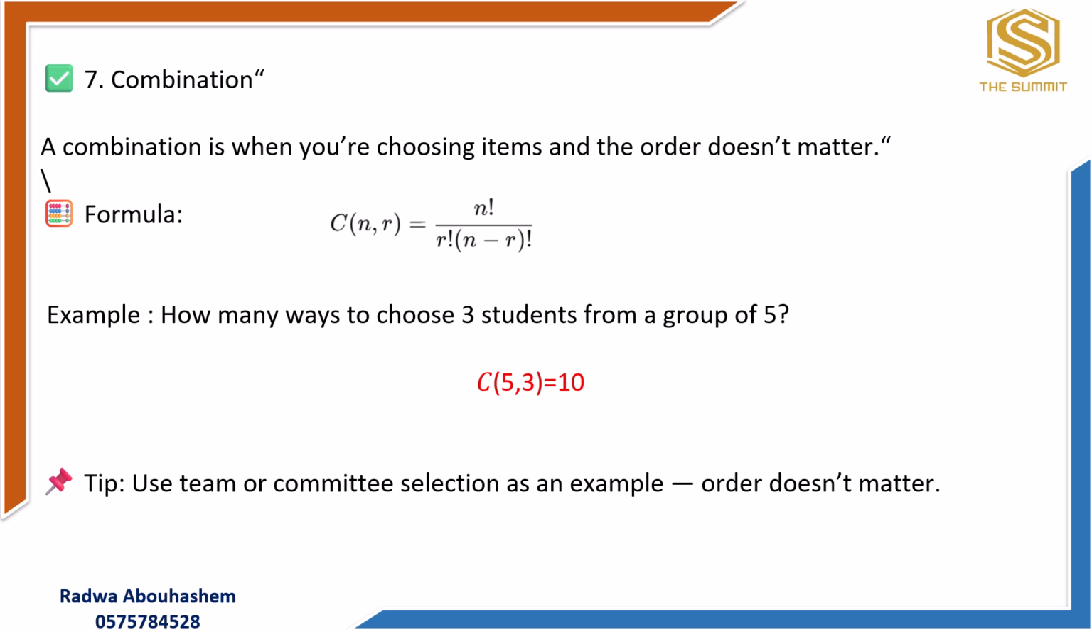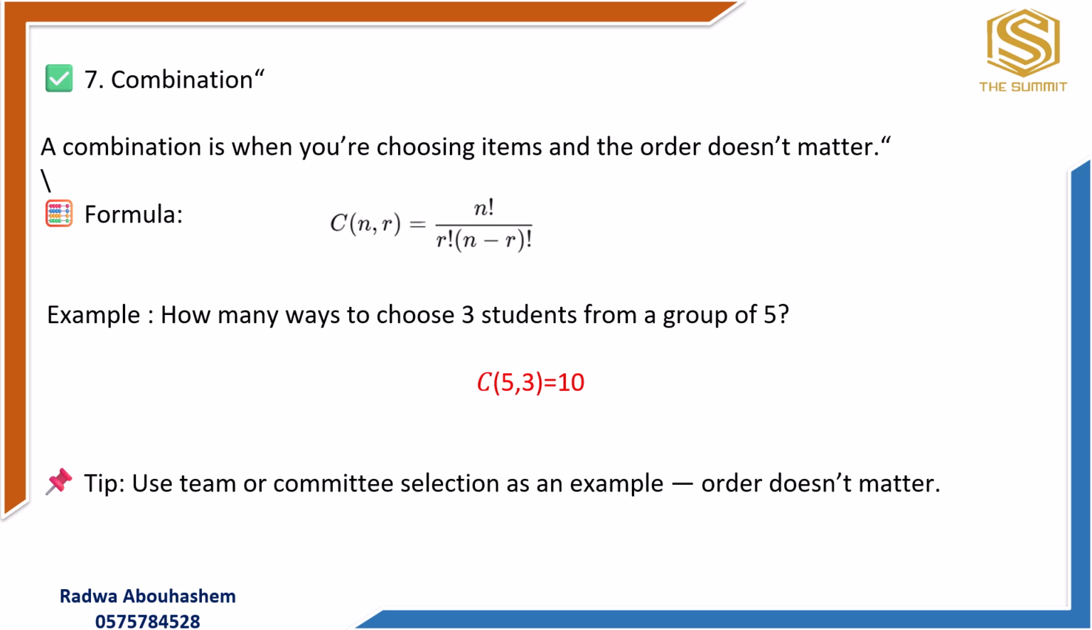Combination is when you're choosing items and the order does not matter. For example, the toppings of a pizza. It doesn't matter if you put mushroom first, or jalapeno, or chicken, or sausage. It doesn't matter, right? So the formula here is n factorial over r factorial times (n minus r) factorial, and r is the number of objects that you selected.